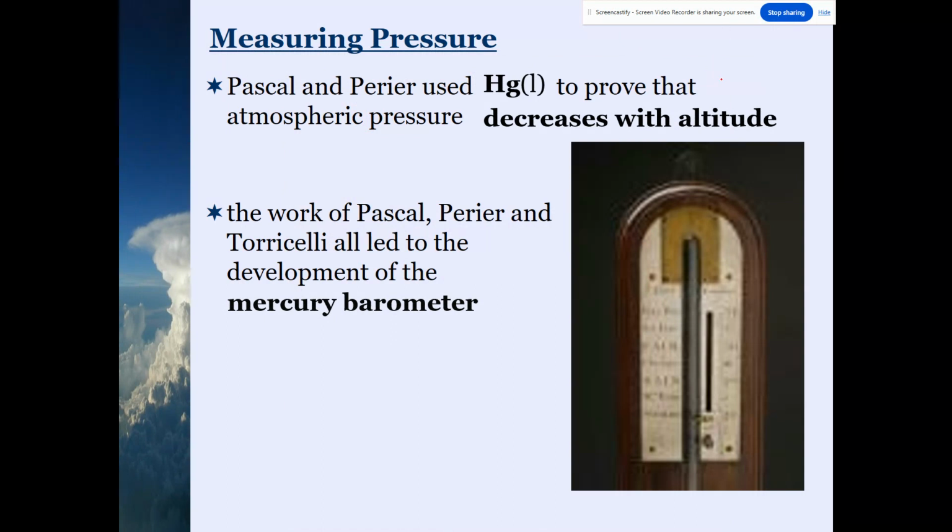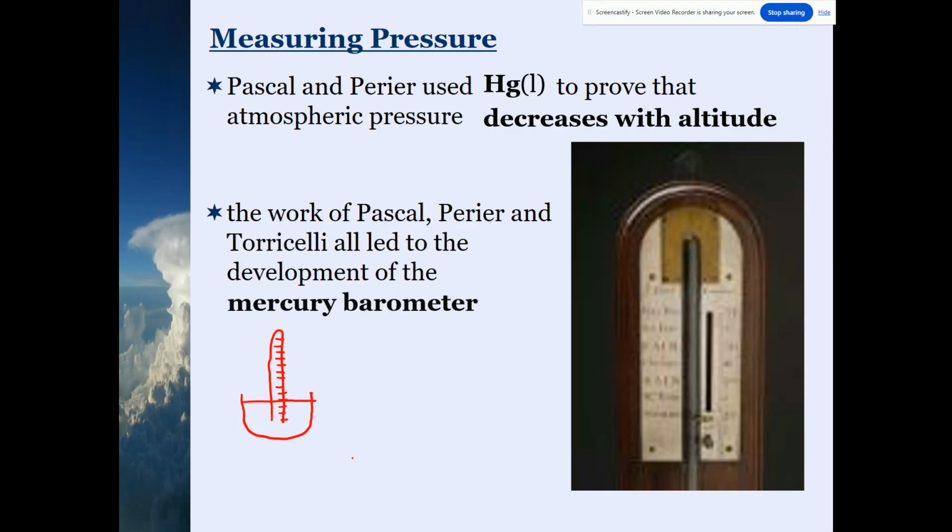It started with Pascal and Perrier, who used a mercury barometer. So what is a mercury barometer? This is an image of it, but you can simplify it by thinking of a bowl with mercury in it. Toxic, not something you want to use these days. Barometers use different materials now. And it has, let's say, an inverted test tube in it with little millimeter increments.